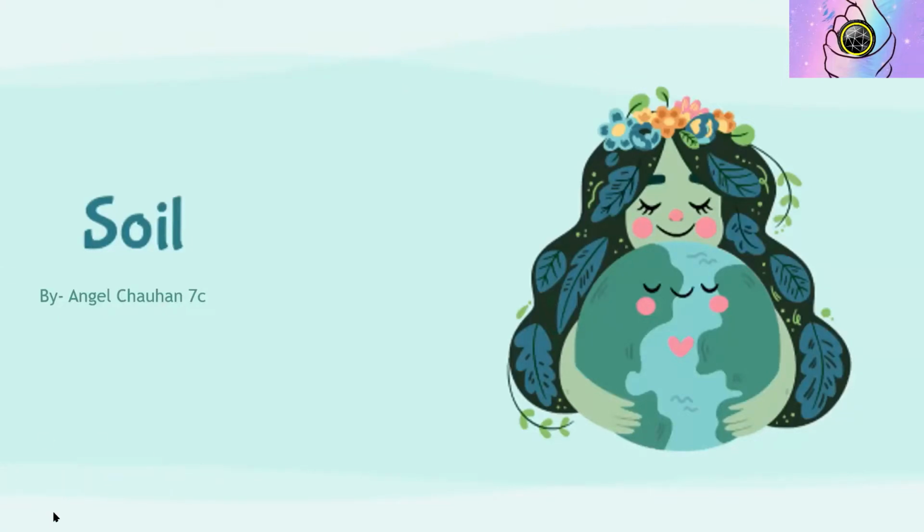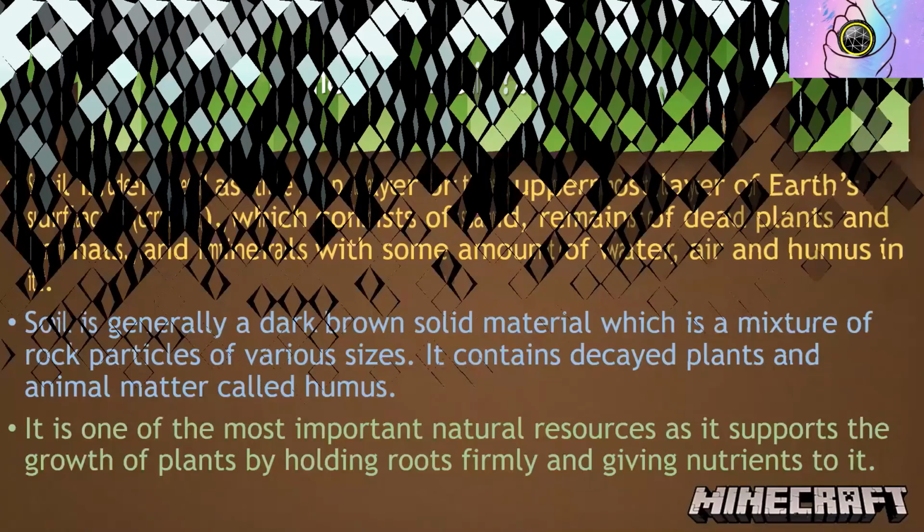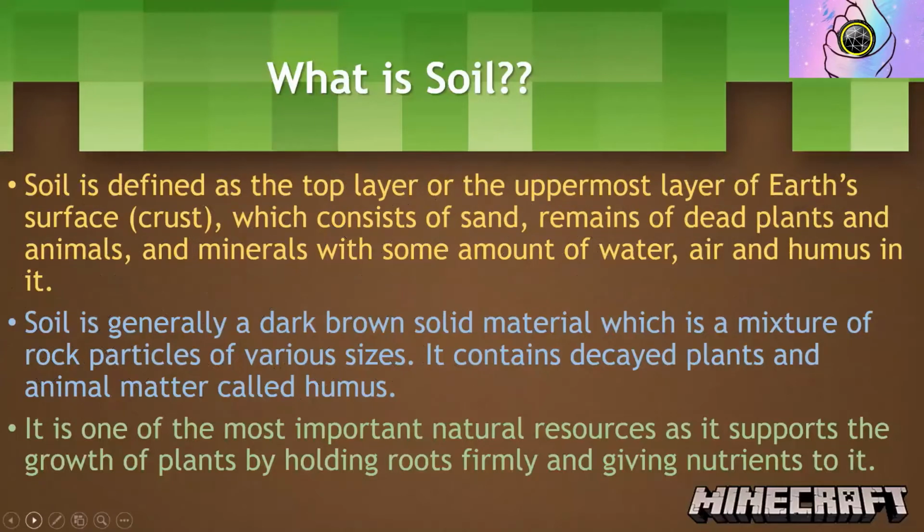I am Angel Chauhan of class 7C, and today I am going to explain the chapter on soil. So, what is soil? Soil is defined as the uppermost layer of Earth's surface crust, which consists of sand, remains of dead plants and animals, and minerals with some amount of water, air, and humus in it. Soil is generally a dark brown solid material which is a mixture of rock particles of various sizes. It contains decayed plant and animal matter called humus. It is one of the most important natural resources as it supports the growth of plants by holding roots firmly and giving nutrients to them.